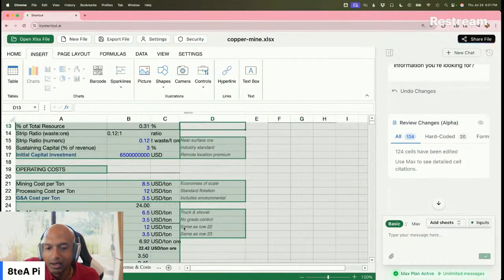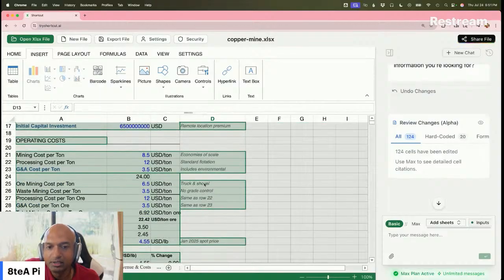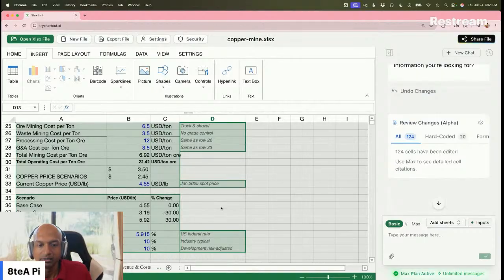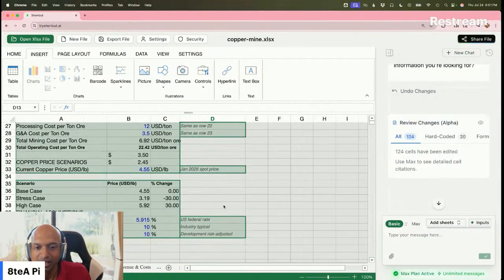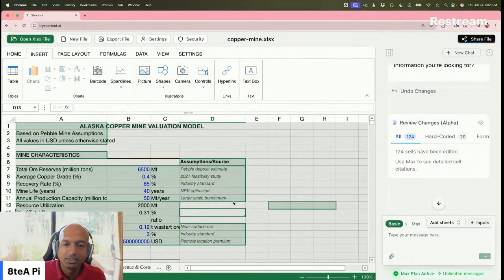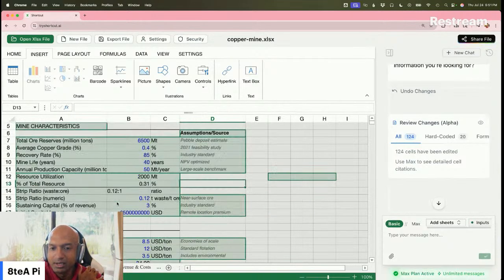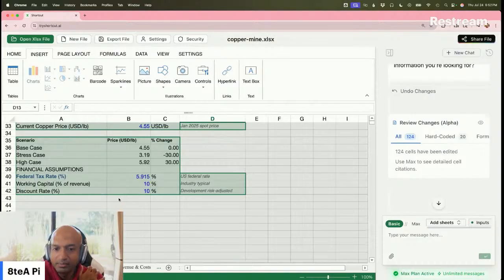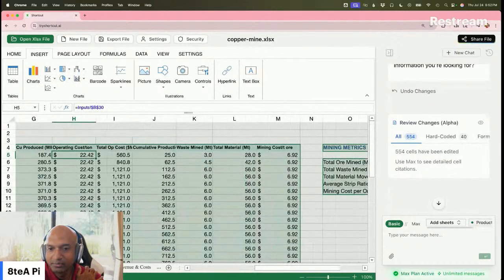Okay. Standard flotation includes environmental, 24 bucks, truck and shovel, no grade control, January 2020. I would really like to have a more detailed discussion with the agent on the assumptions. And I kind of want URLs or places where I can check these numbers because I don't like assuming them. But hey, let's just assume them for now.